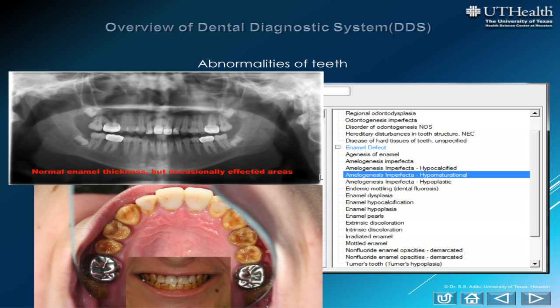This 19 year old female patient presented to our clinic with the chief complaint of "I need crowns." Normal enamel thickness, but occasionally affected areas evident. After evaluation of the patient's past and present medical and dental history, a diagnosis of amelogenesis imperfecta was determined.